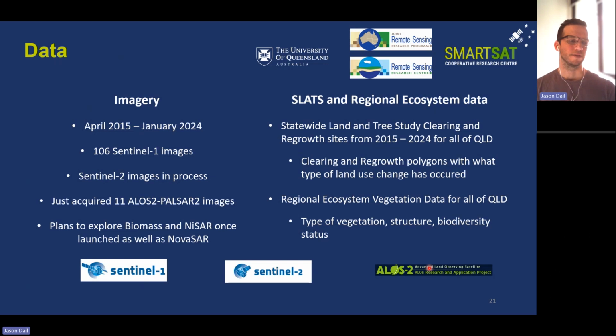And I've just gotten access to ALOS PALSAR images from the Japanese Space Agency. This is L-band, so longer wavelength than the Sentinel-1 C-band. I'm also using the SLATS data, the Statewide Landcover and Trees Study data, to identify known clearing and regrowth areas, as well as the regional ecosystem data to identify what type of vegetation is on the ground. And then hopefully once BIOMASS and another SAR satellite, NISAR, are launched, I definitely want to explore those and incorporate those into the study as well.